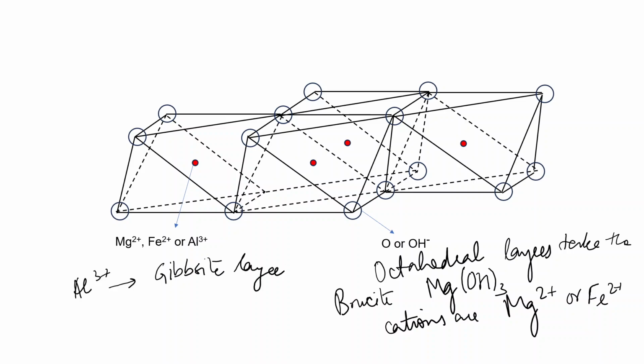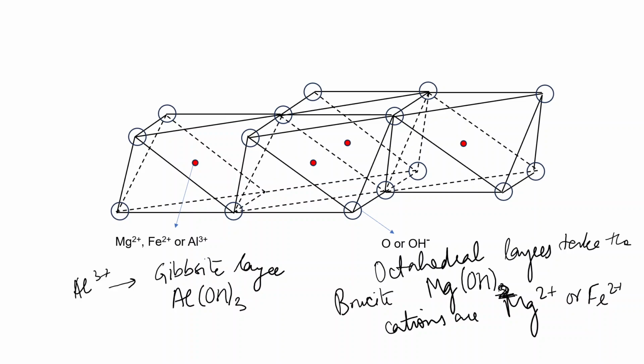It will be the gibbsite layer where it will become AlOH3. Sorry, this will be MgOH2, not 3. So this is how it changes the structure of the octahedral layers, provided the ions are there. So if the structure is a brucite structure, all the octahedral sites are occupied and all the anions are OH minus.